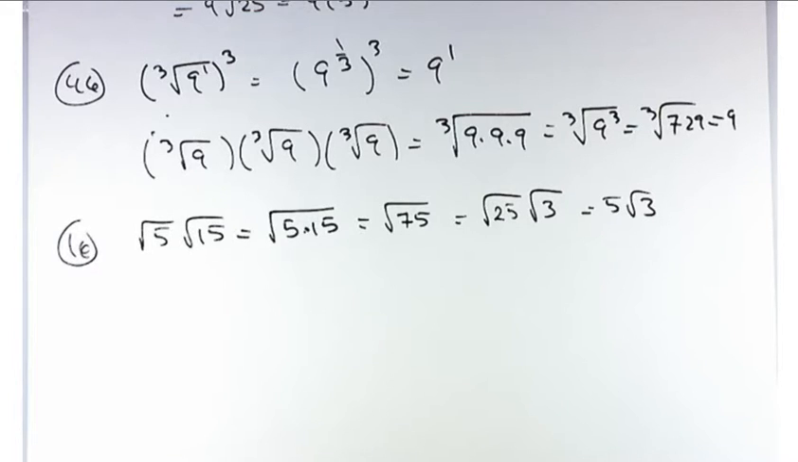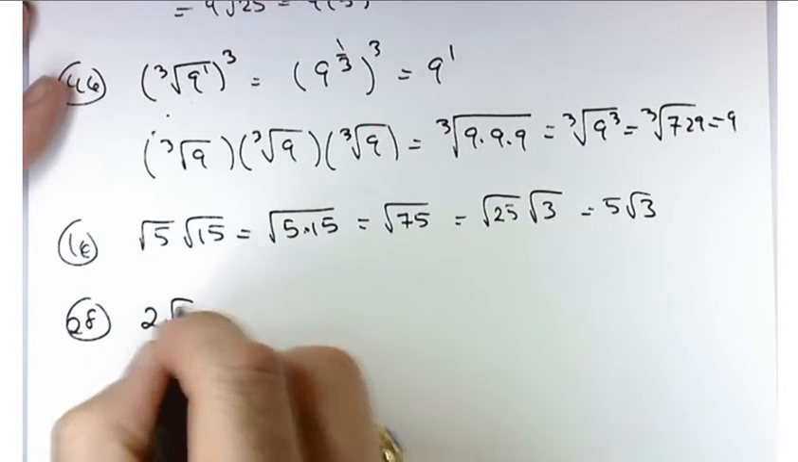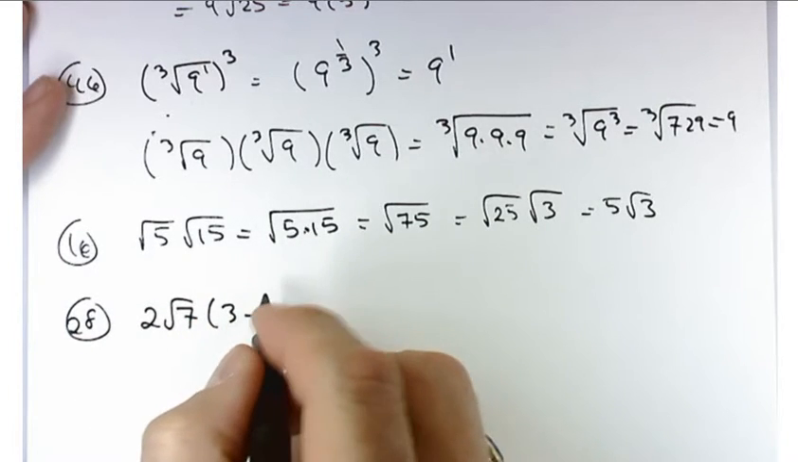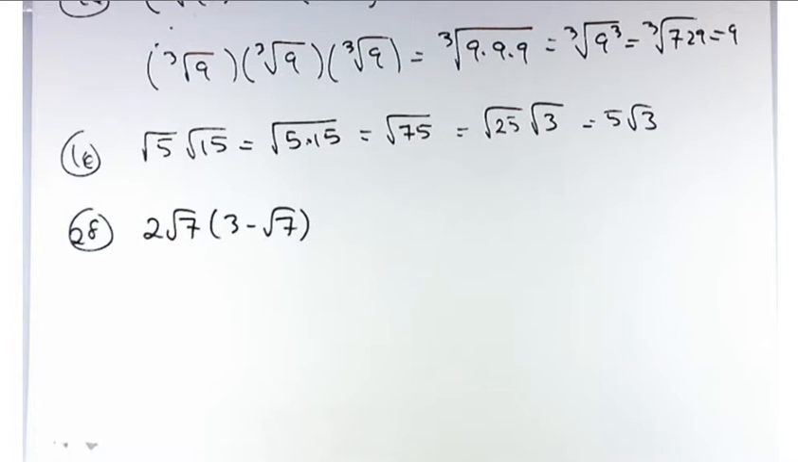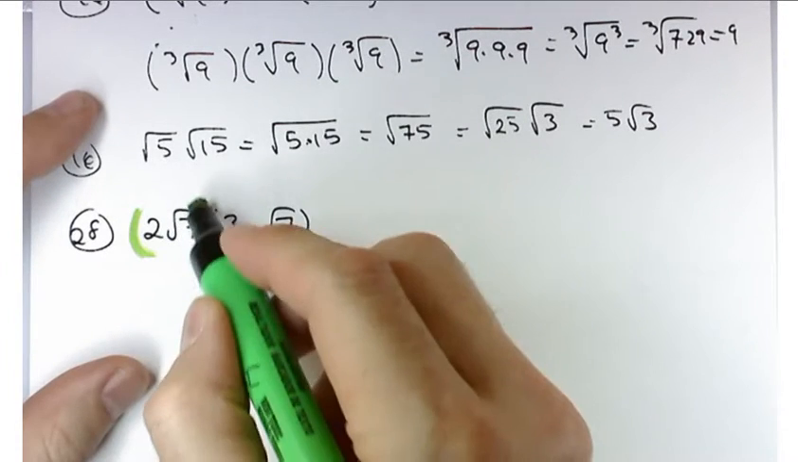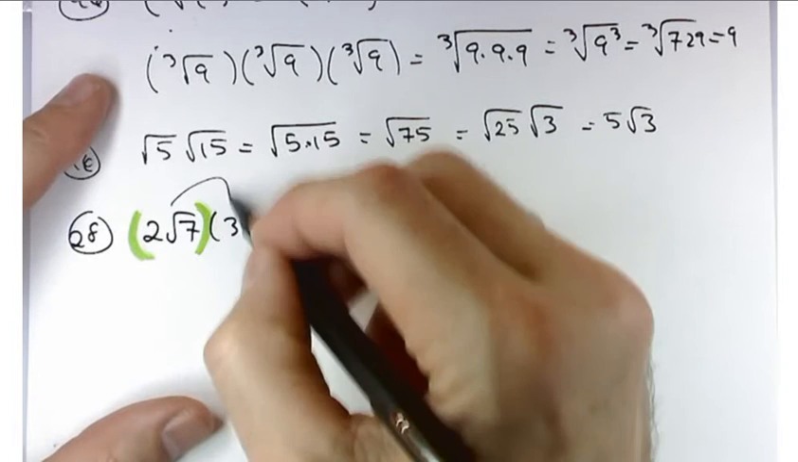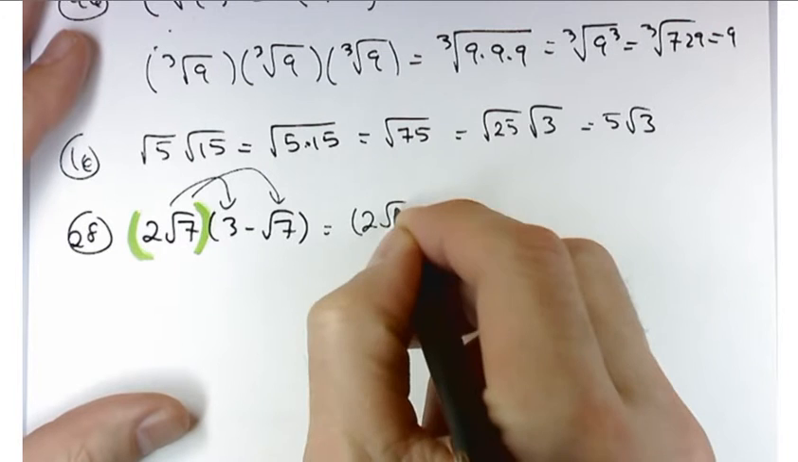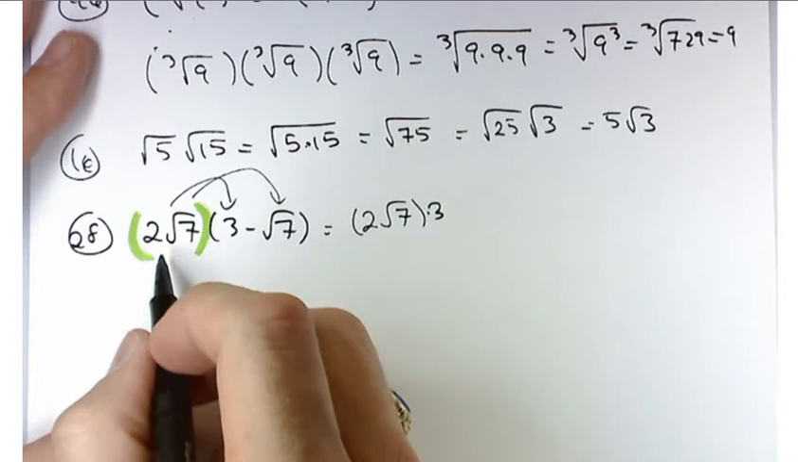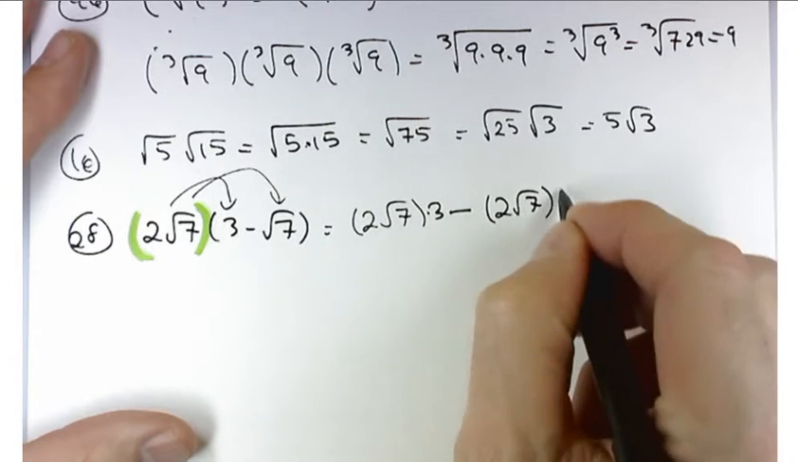Let's try some more here. Problem 28. 2 square roots of 7 times 3 minus the square root of 7. Now you have to be a little bit careful on a problem like this. This whole term on the outside, and they don't put parentheses there for you, those are mine, is going to have to multiply each of the terms on the inside. So I'll write it out with a little more detail than maybe you need, and maybe you don't need to write so much detail. That's fine. But I get 2 square roots of 7 times the first term, which is a 3, minus 2 square roots of 7 times the square root of 7.